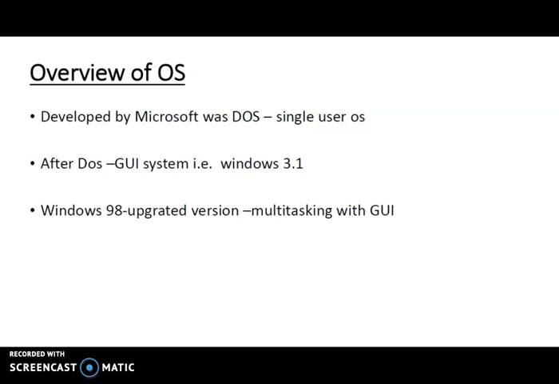So your first one is DOS. The operating system first developed by Microsoft was DOS, but it was a single user operating system. After DOS, a completely new system with a graphical user interface was invented. It was Windows 3.1. Later on, Windows 95, an upgraded version of Windows, was launched. And after that, Windows 98, the new version of Windows, was developed. This is all about the history and overview of the OS.